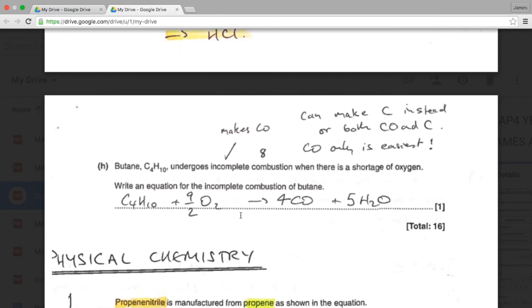Now imagine those balancing numbers aren't there. Now it's difficult if they're already there, but the way I balance them is I've got 4 carbons in the alkane, so I'm going to make 4 COs. I've got 10 hydrogens, so I'm going to make 5 H2Os, because 5 2s are 10. And then I just go and count up the oxygens on the right. So 4 plus 5 is 9. So 9/2 times 2 is 9, and that balances the oxygen.